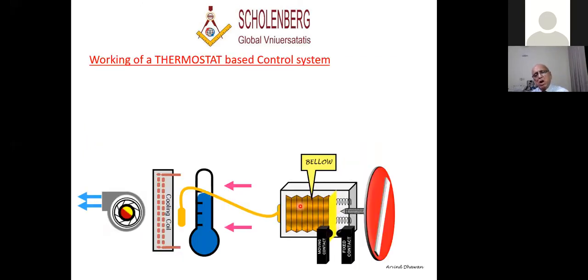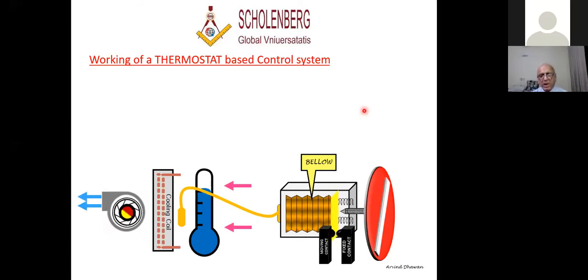Now I'll explain to you how a thermostat works. I mentioned that a thermostat is very simple. Okay, now here is a thermostat. You just take a look at this first. Take a look at what's happening. Having seen it, now let me explain to you. So I'll go to the explanation after you take a look at this.